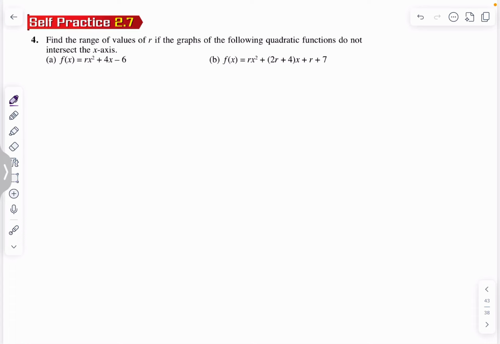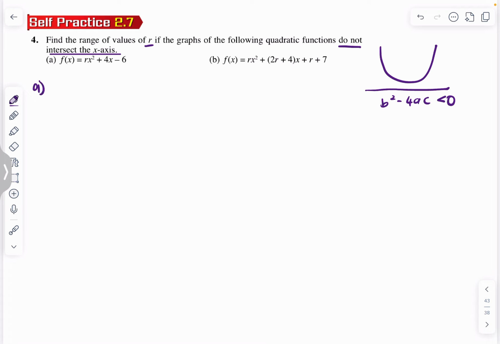Question 4. Find the range of values of r if the graphs do not intersect the x-axis. So if the graphs do not intersect the x-axis, our b square minus 4ac will be less than 0. Okay, let's look at A.